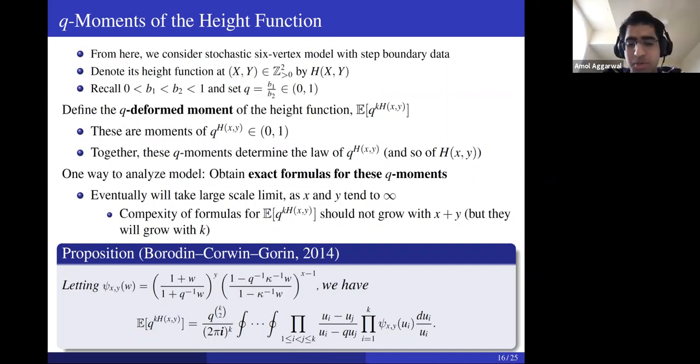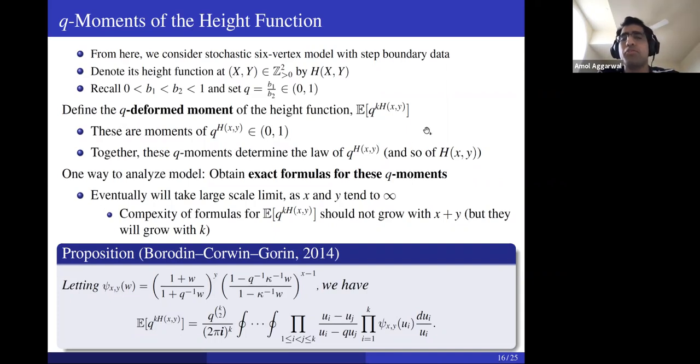I haven't told you what the contours are, and I won't. It would get too much if I start drawing pictures of these contours, but this is how it looks. And as you can see, the complexity of these formulas grows with k, because then I get more contours or more summations, if you like, if I expand these. But they don't grow with x and y, because these are just playing a role in the exponents in the integrand.